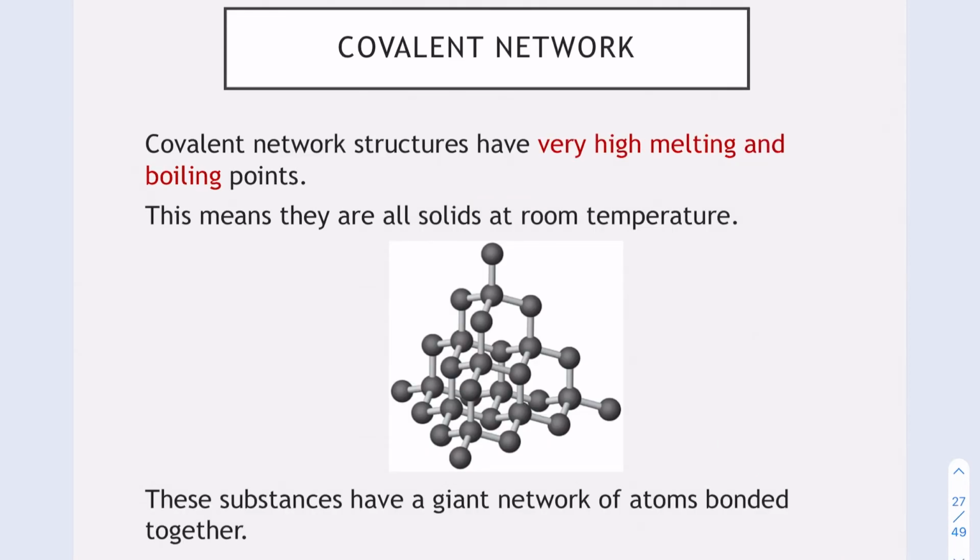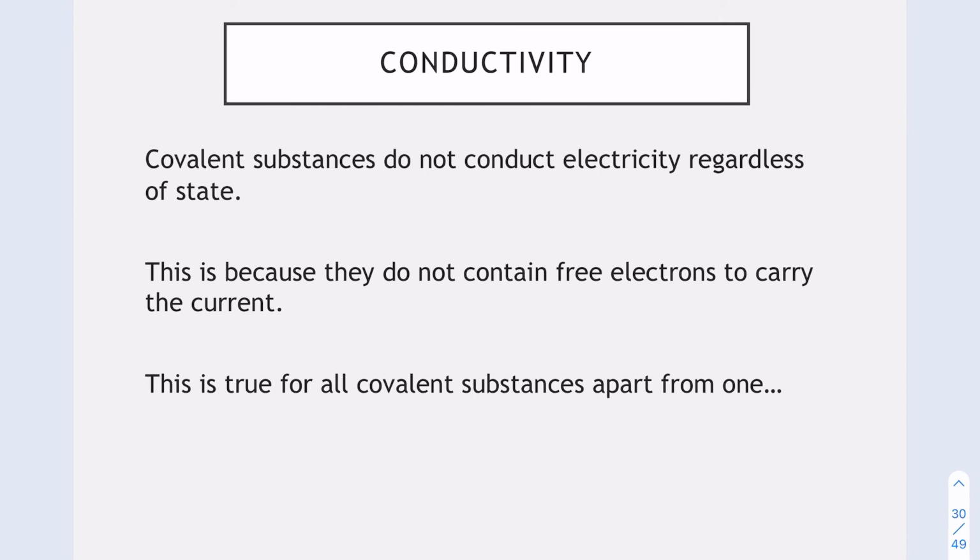The opposite of that is a covalent network. So they have very, very high melting point and boiling points. What that means is they're all solid at room temperature. Because they're all solid, they have what we call a giant network of atoms all bonded together. A couple of examples are carbon in the form of diamond, which is a really good example. And we also have silicon dioxide, which is sand, and boron as well, just the element, which are all examples of covalent networks.